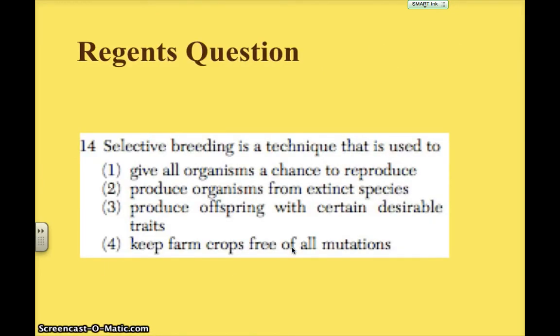So we'll just wrap up today's lesson with a Regents question on selective breeding. It says, selective breeding is a technique that is used to: 1. Give all organisms a chance to reproduce. 2. Produce organisms from extinct species. 3. Produce offspring with certain desirable traits. Or 4. Keep farm crops free of all mutations.